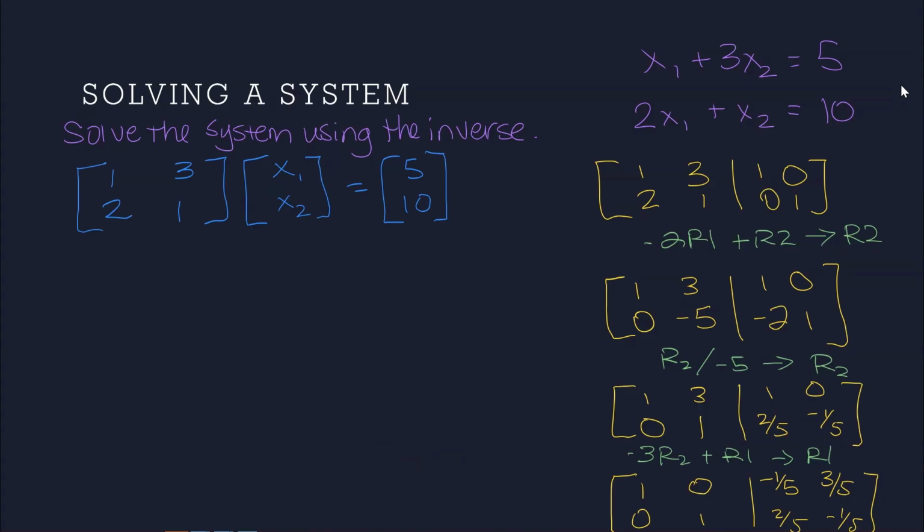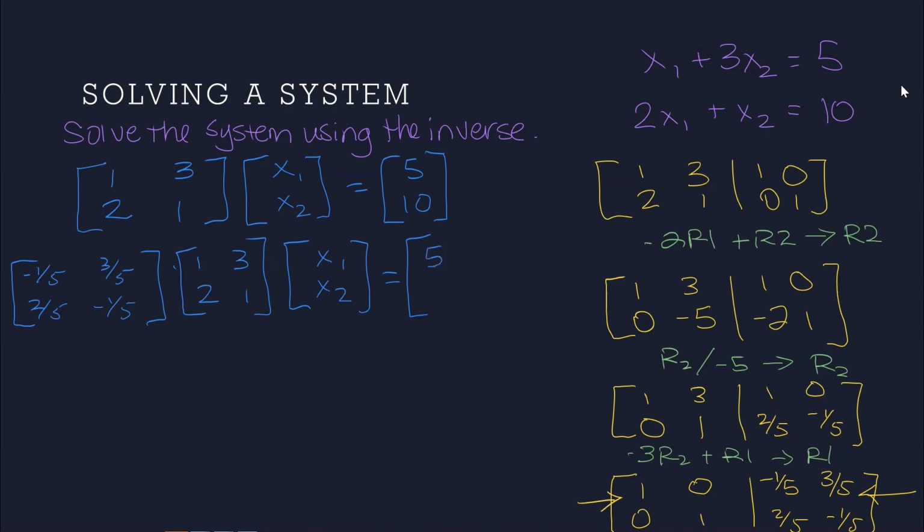So now that I have the identity on this side, this is the inverse. So to solve this system, I'm going to take the inverse, multiply it by this matrix. If they are truly inverses, this should give me the identity. Oops. Right, and if I want to multiply it by something on the left side, I have to do the same thing on the right side.